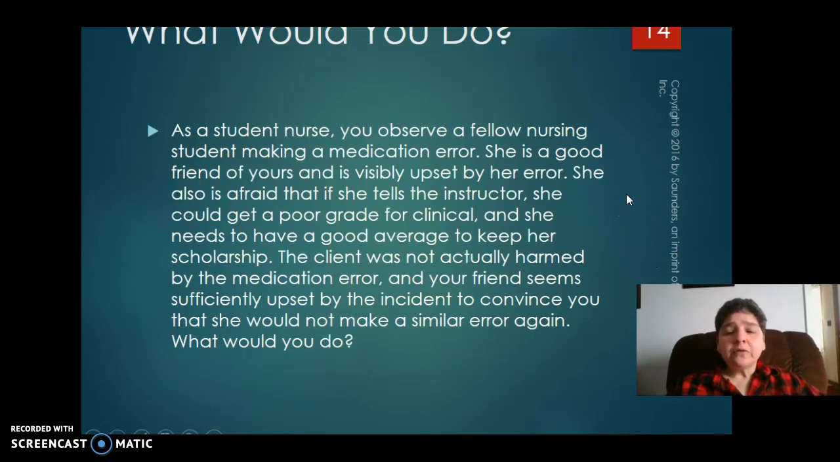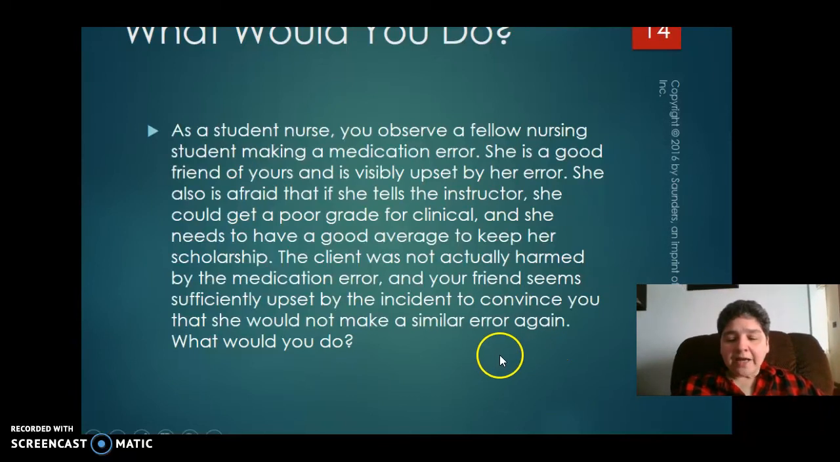As a student nurse, you observe a fellow nursing student making a medication error. She is a good friend of yours and is visibly upset by her error. She also is afraid that if she tells the instructor, she could get a poor grade for clinical, and she needs to have a good average to keep her scholarship. The client was not actually harmed by the medication error, and your friend seems sufficiently upset by the incident to convince you that she would not make a similar error again. So think about this on your own. What would you do? I know what I would do.